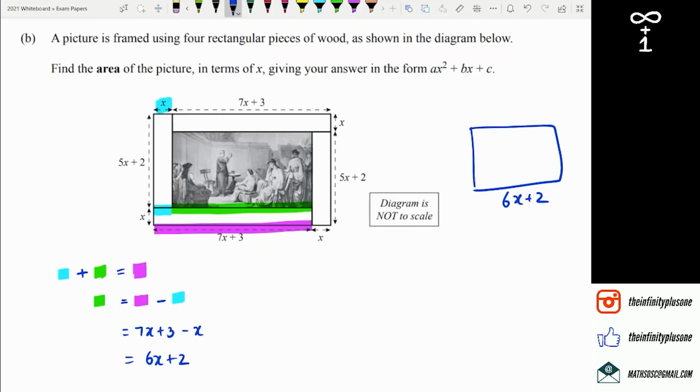Now I need to repeat that same process for the height of the picture. So if I look at the height of the picture, which is that right there, what I've got to do is take the yellow part, which is 5x plus 2. Do I have any more highlighters? No.